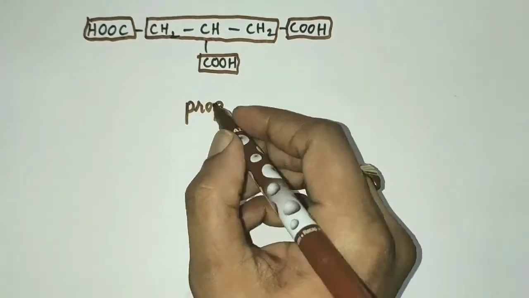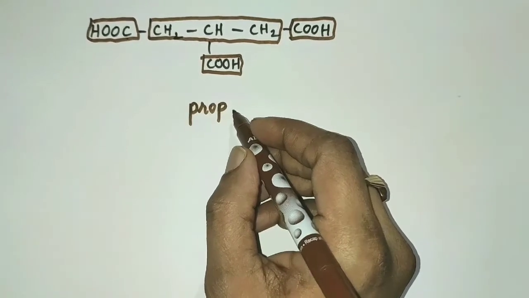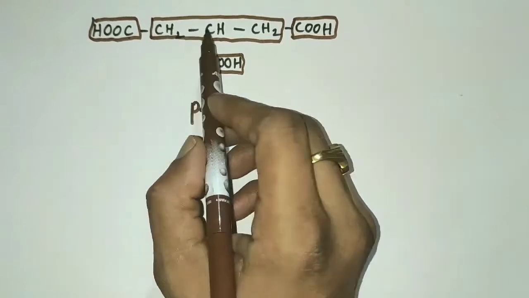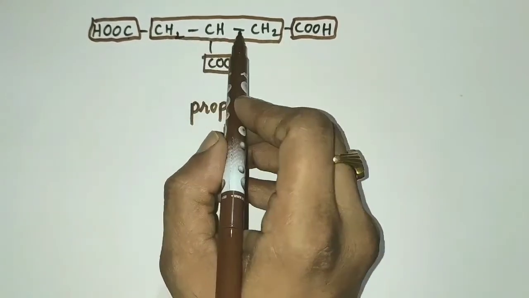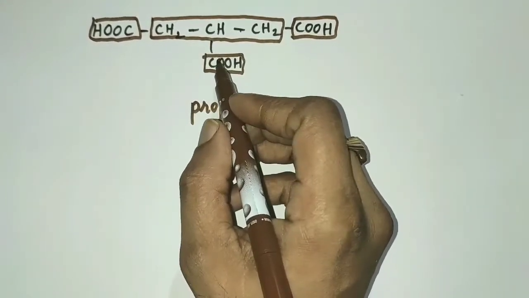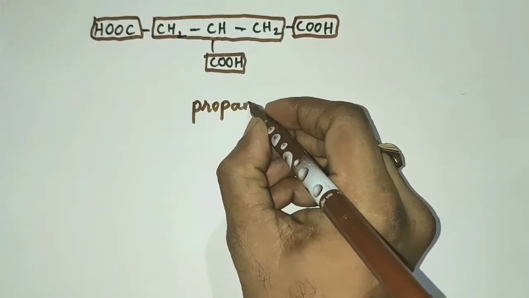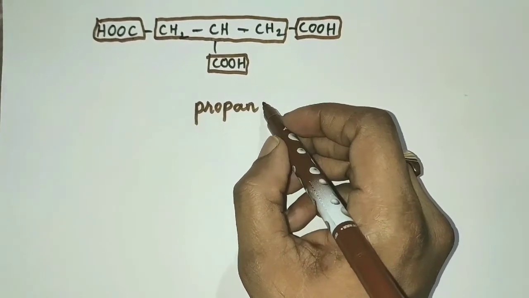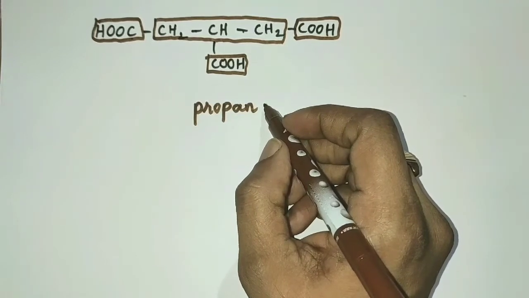After the root word, we need to add a primary suffix based on saturation of the carbon chain. Here, the bonds present between the carbon atoms in the longest carbon chain are single bonds. So the compound is saturated. So the primary suffix should be ane. After the primary suffix, we need to think about the secondary suffix. Secondary suffix indicates the functional groups.